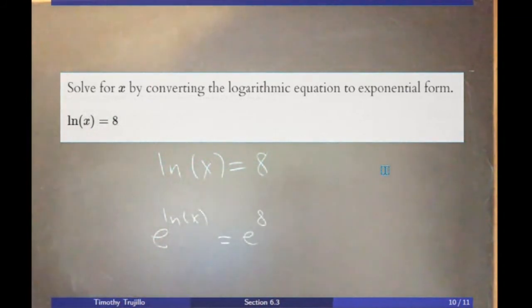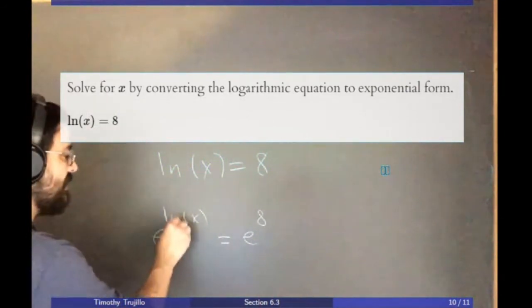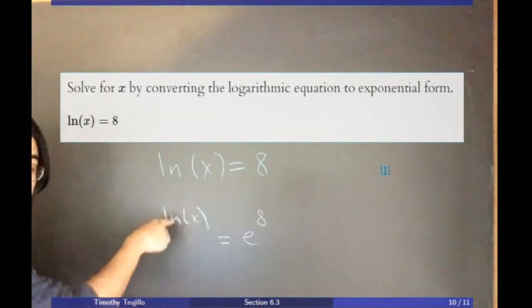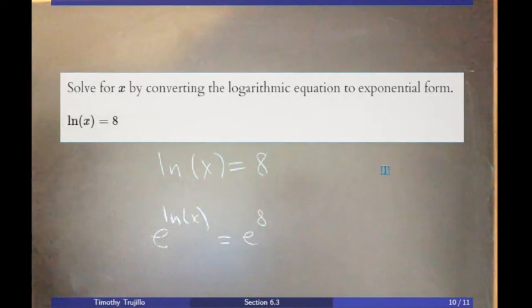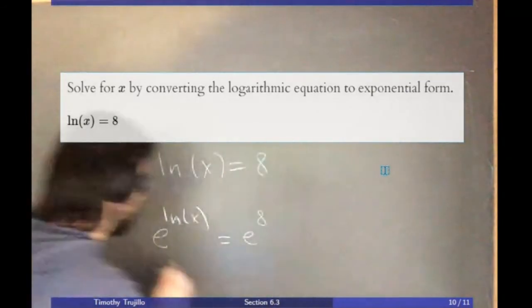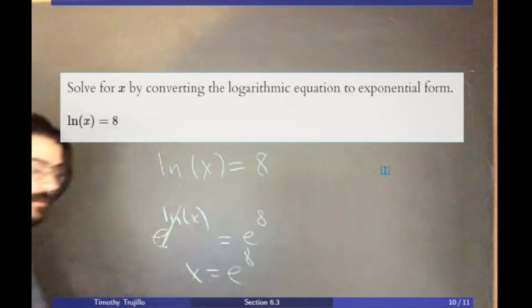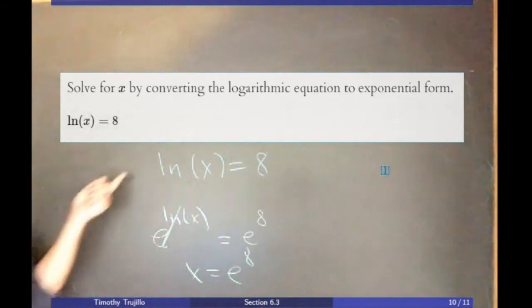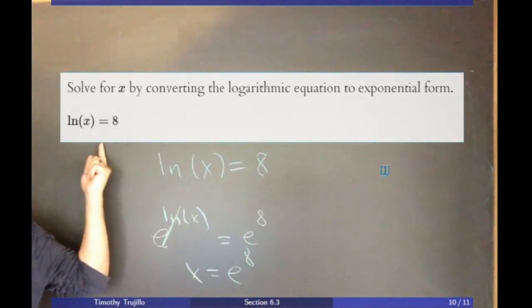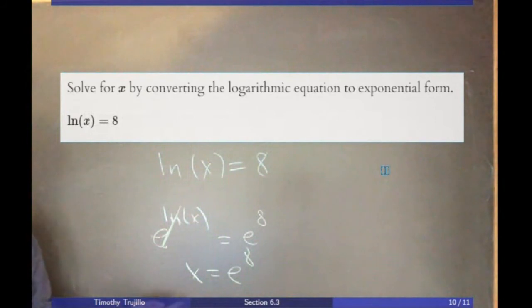And then what we use is the fact that these guys here are inverses of one another, right? And like we said before, if I take e to the natural log, they cancel each other out, and I get x is equal to e to the 8th. And so that's the same thing that we would have got if we just took this equation and converted it right over to its exponential form.